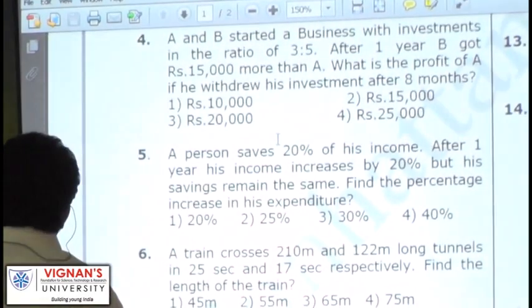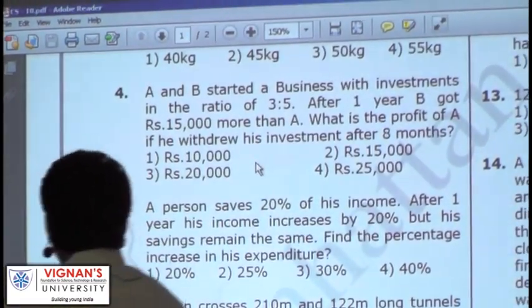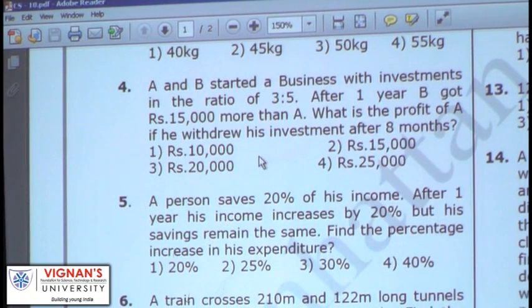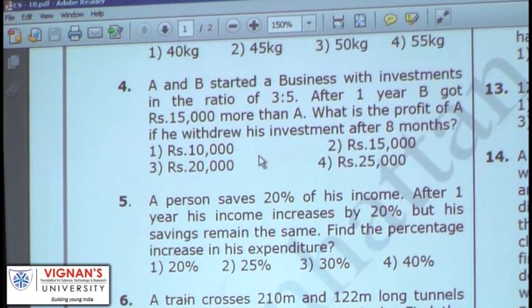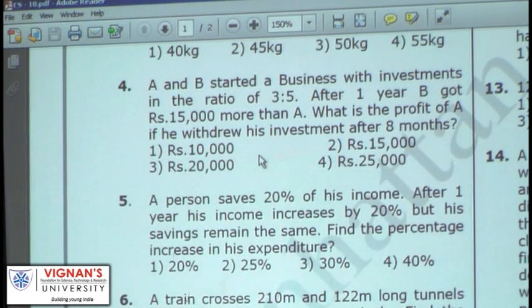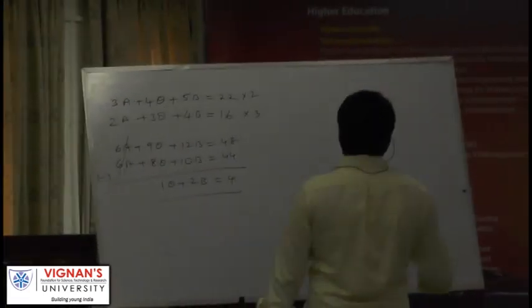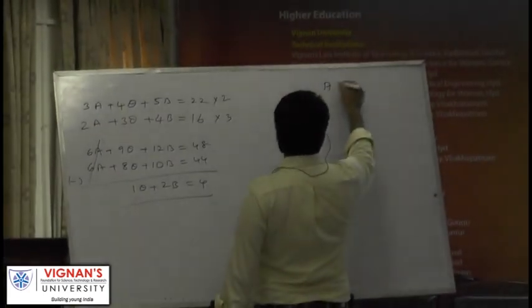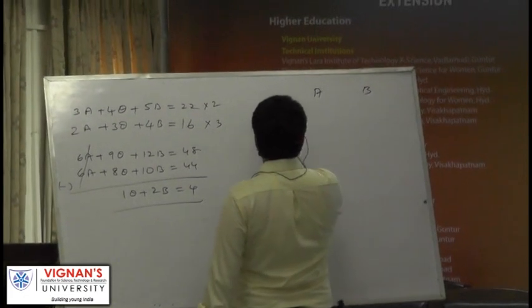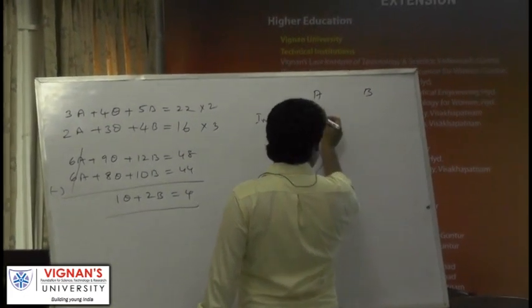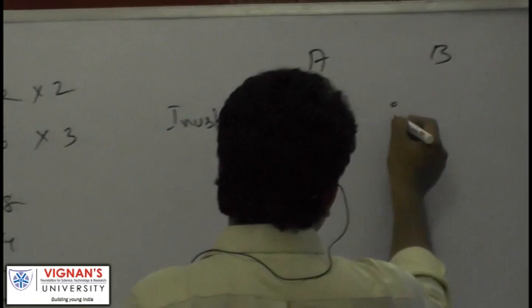A and B started a business with investments in the ratio 3:5. After 1 year, B got rupees 15,000 more than A. What is the profit of A if he withdrew his investment after 8 months? Investments are in the ratio 3:5.